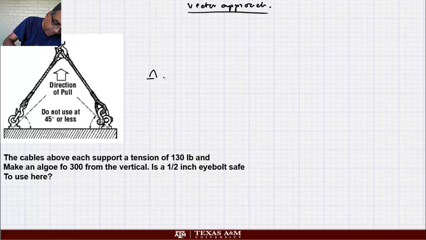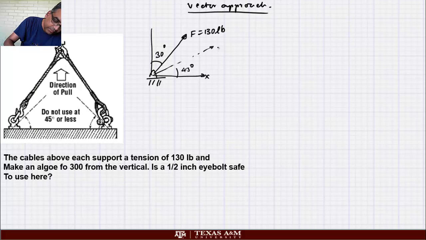Okay, our same problem is here. Here is the force, 130 pounds. This is the angle, 30 degrees. This is the x-axis. This is the 45-degree direction. And this angle is 60 degrees. So we want to say demand equals component of force F in the 45-degree direction.